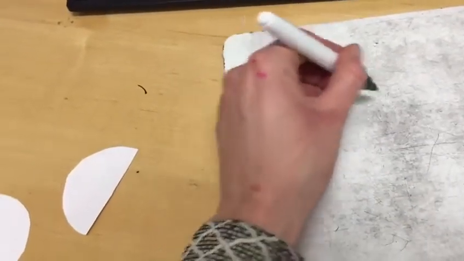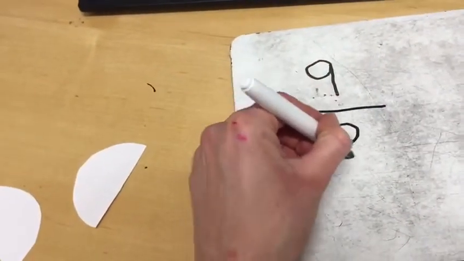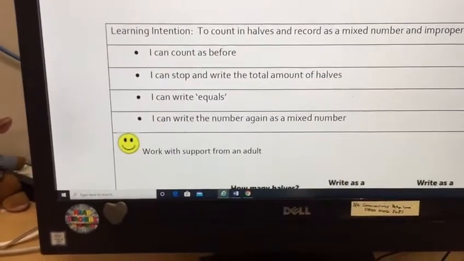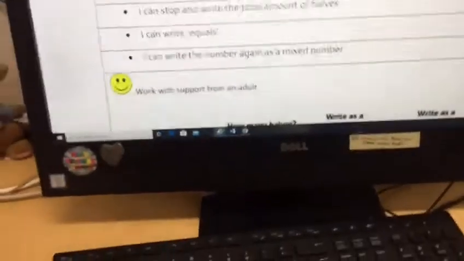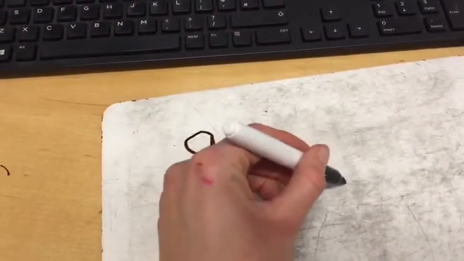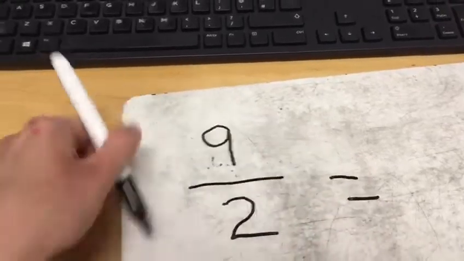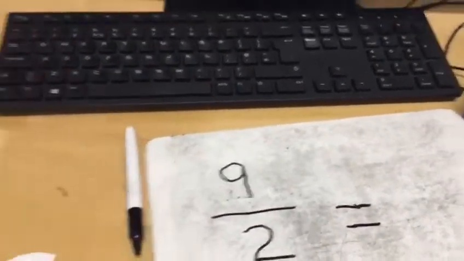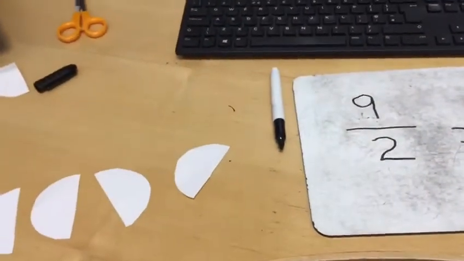9 halves. Okay? 9 halves. Step number 2, we've done that already. Step number 3, we're going to write our equal sign. Equal sign goes just there. Oh gosh, that's a wonky equals. Good. Now we're going to write it as a mixed number.